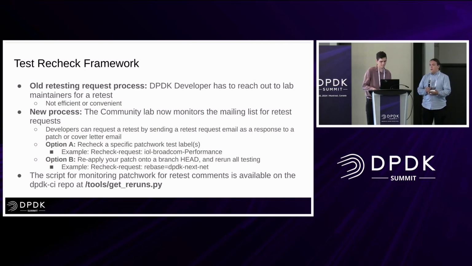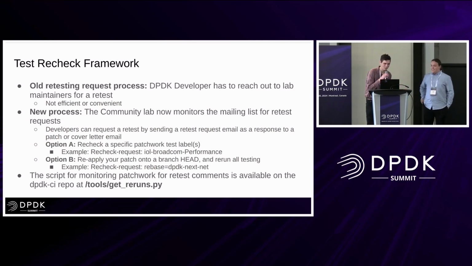Option A is you reply to a patch or a cover letter with this recheck request tag, and you provide a list of test cases, and we just run those test cases using the sources that you originally submitted. This is essentially the lower cost option because it doesn't involve all of the CI, whereas option B will reapply your patch onto an updated version of the source code, and then it will rerun all of the tests. And the script for running this is currently available on the DPDK CI repository, so you can check it out.